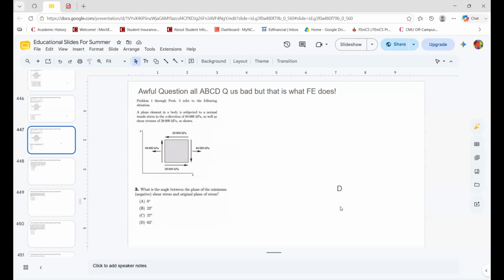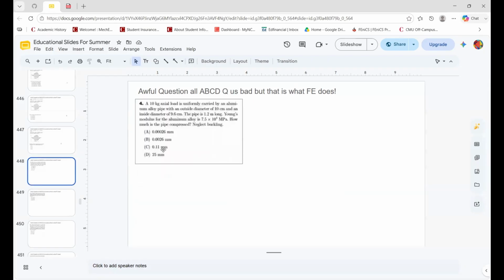I've never seen a professor ask you to determine the angle between the plane of the minimum shear stress and the original plane of stress. Never seen that. But apparently the FE exam does it. So whatever, just have fun doing it.